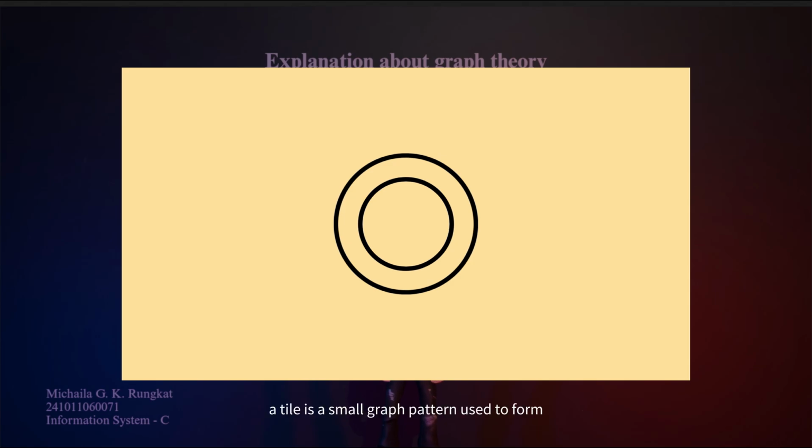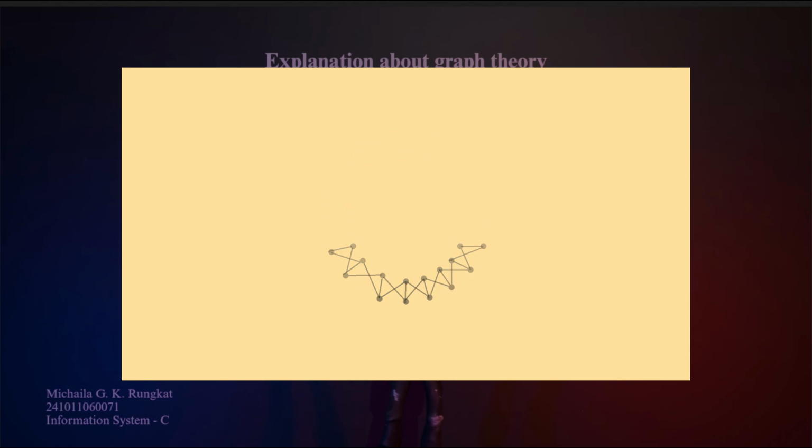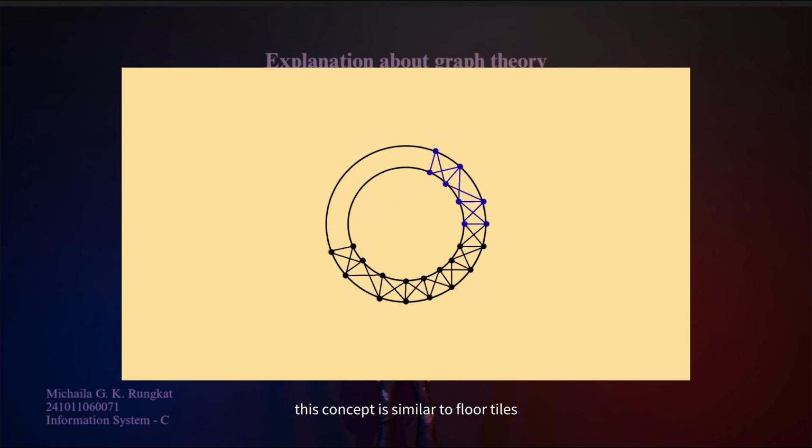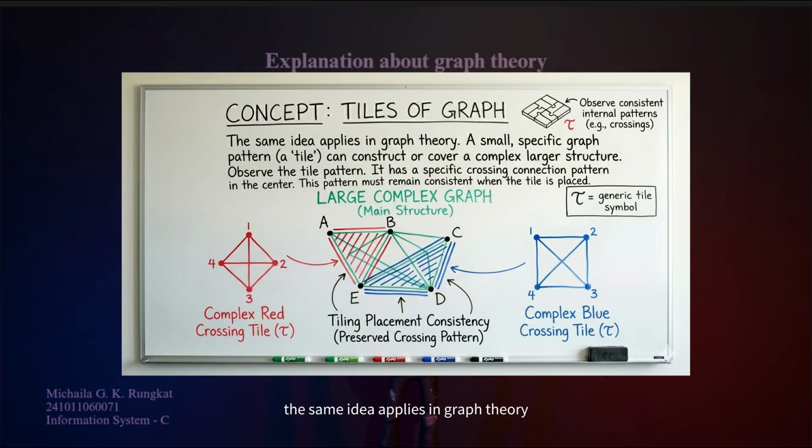A tile is a small graph pattern used to form, cover, or represent certain parts of a larger graph. This concept is similar to floor tiles. One small tile can be repeated many times to create a larger floor pattern. The same idea applies in graph theory. A small graph pattern can be used to build a more complex graph structure.